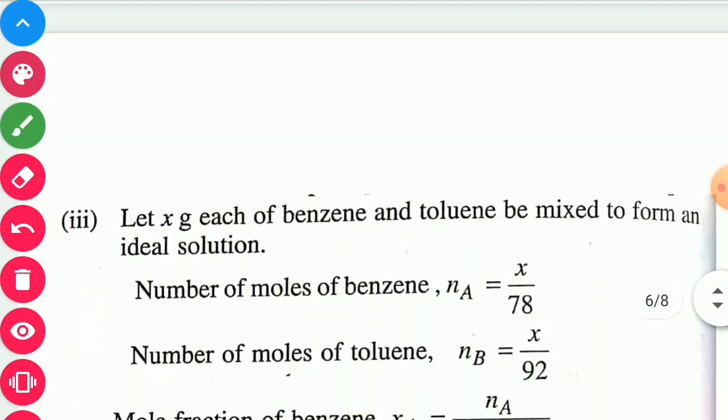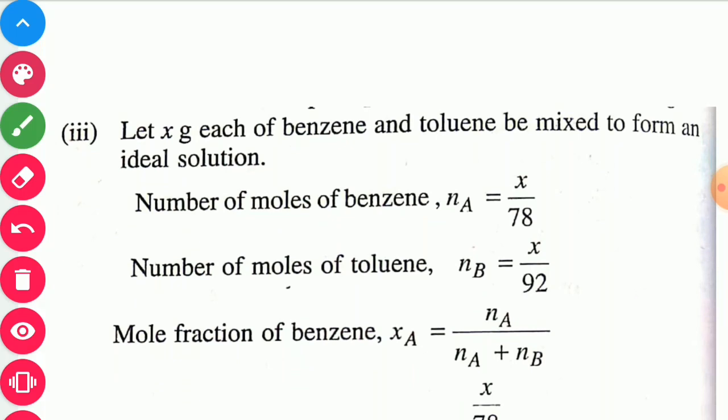Similarly, number of moles of toluene, that is Nb, will be equal to mass of toluene x gram upon molecular mass of toluene, that is 92. So number of moles of toluene will be x upon 92. As we know, to find out mole fraction of a particular component, we take the number of moles of that component and divide it by the total moles of the components present in the mixture, that is solution. So mole fraction of benzene will be equal to number of moles of benzene upon number of moles of benzene plus number of moles of toluene.